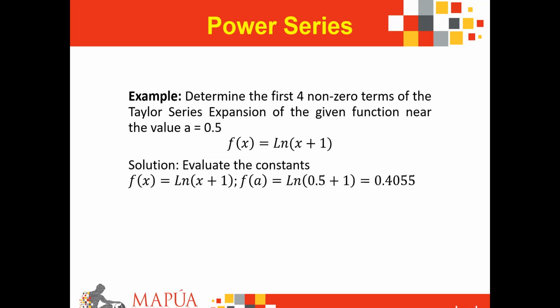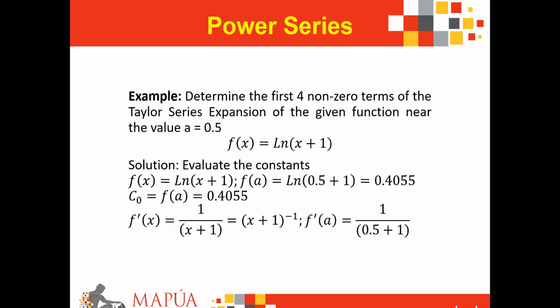Hence, your f of x, or ln x plus 1, is simply equivalent to f of a, which is evaluated by simply replacing your x with 0.5, thus giving you the ln of 1.5, having a value of 0.4055 rounded off to 4 decimal places. Hence, your constant c0 is now equivalent to 0.4055.